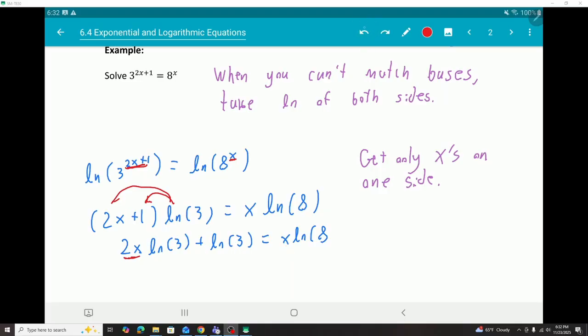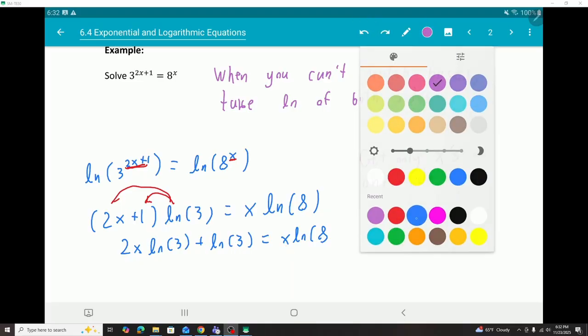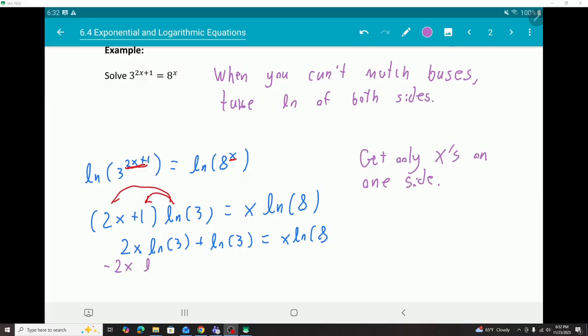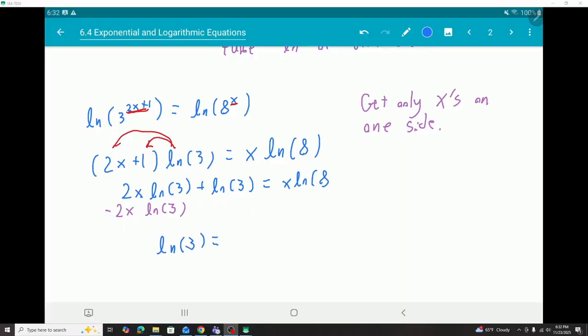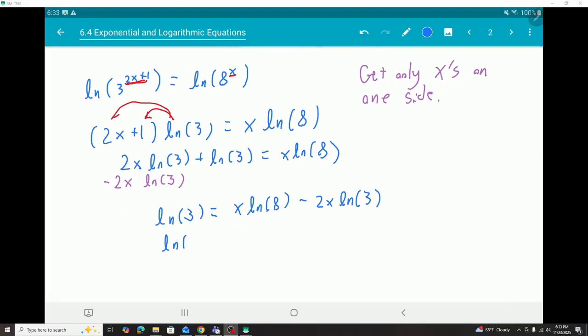So what I'm going to do is move this guy to the other side. And what that's going to do is, on the left side, I'm only going to have natural log of 3, which is confusing, but it's just a number. Close parentheses over there. I get x times natural log of 8, minus 2x natural log of 3. And the rationale behind doing that is now, all of a sudden, I can factor an x out. That's the whole intuition behind getting that on its own side.